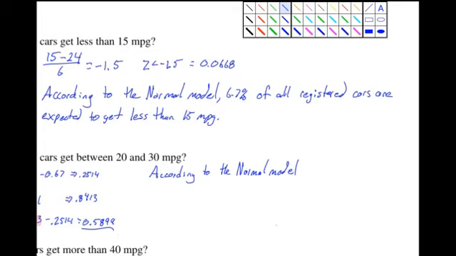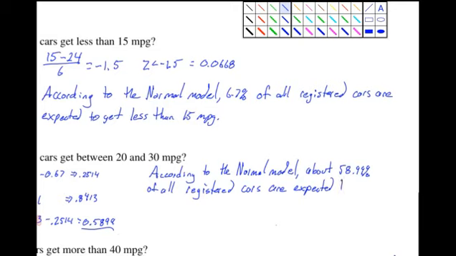According to the Normal model, about 58.99% of all registered vehicles are expected to get between 20 and 30 miles per gallon.